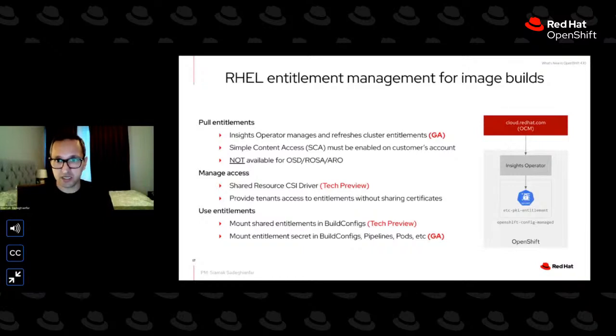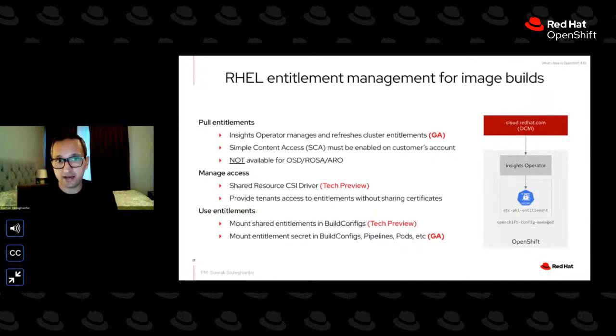There are three areas that these improvements are applied. One is for customers, how do they get access to the entitlements that they have purchased with OpenShift. The second one is how do they manage access to this. Perhaps they have a multi-tenant cluster. They don't want to expose all the tenants to use these entitlements that they have. And the last bit of how to actually use them in a Dockerfile build.